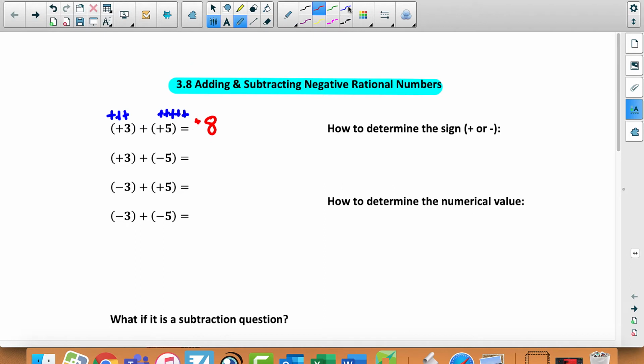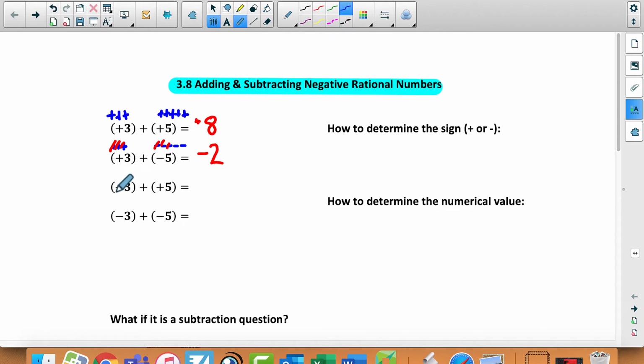Okay, the second one. Again, we have 3 positives, but this time we have 5 negatives. So what do you have more of, positives or negatives? You have more negatives this time, don't you? So we know our answer is going to be negative because we have more negatives. Now, how many more negatives do we have? Well, 3 of those, 5 of those, we actually have 2 more negatives, don't we? If you don't understand that, I could cancel 3 of these out with 3 of these, and I'm left with 2 negatives. Okay, I know I'm going slow here, but I want to make sure everyone gets this.